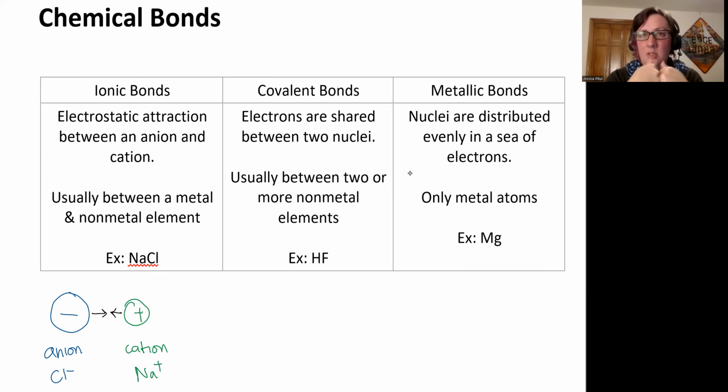We typically see it between a metal and a non-metal. And like everything we'll talk about in this class, there are exceptions. But typically, if you see a metal written first in a chemical formula followed by a non-metal, you can assume you're looking at an ionic compound.